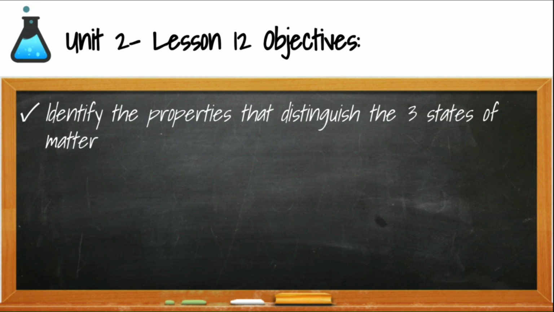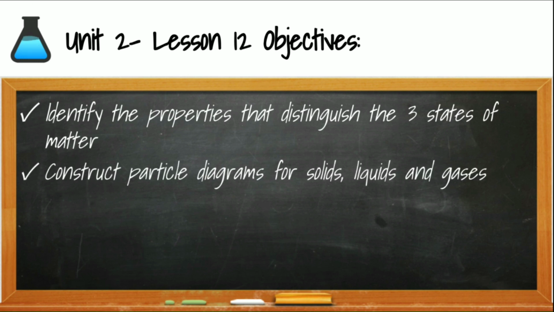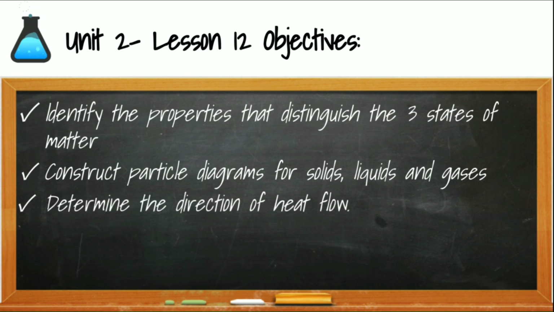In this lesson, you will learn to identify the properties that distinguish the three states of matter: solid, liquid, and gas. There are additional states of matter, but in Regents chemistry, we're going to focus on these three. Construct a particle diagram for solids, liquids, and gases, and determine the direction of heat flow.